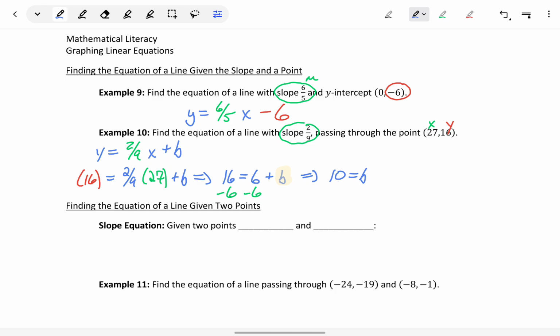So we started off with the slope of the line, but b still is an unknown. We plugged in the xy pair that we know has to be a solution to our equation. That left b as our only unknown, which we just solved for, meaning we now know our equation in slope-intercept form would be y equals 2/9 times x plus 10.